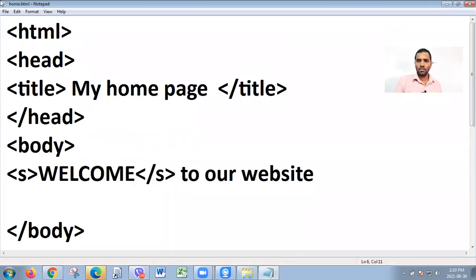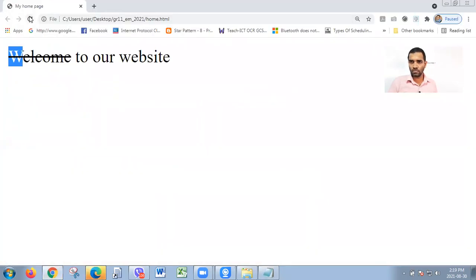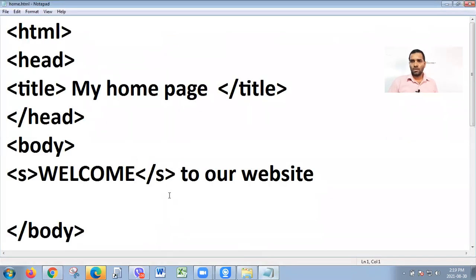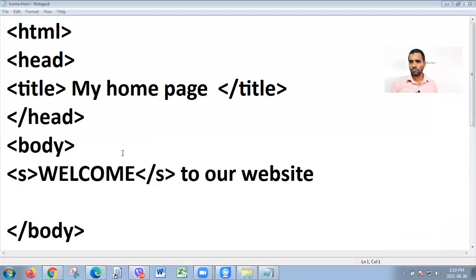Right now you can see the strike through should be in the middle of the word. You can see that, right? See. Now it goes through the middle. Clear? So that is strike through. Okay, then next one. Right, next one.